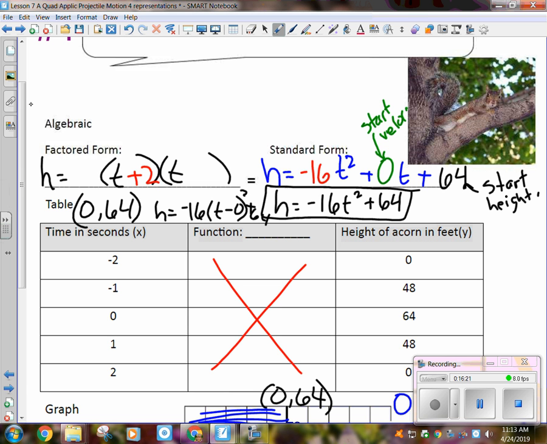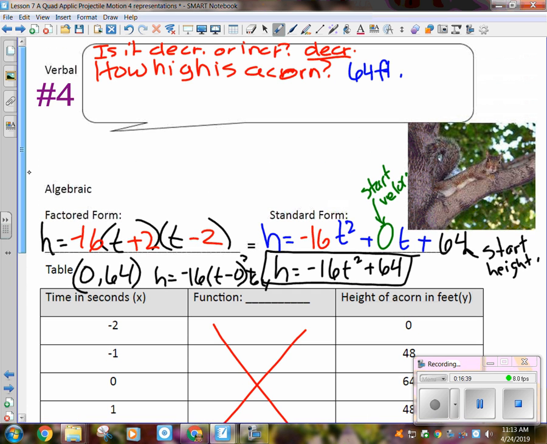It also crosses the x-axis where else? Does it cross at +2? But it goes in my equation as -2. What is Miss Jessup forgetting in the very front? -16. Okay. So do we have factored form, standard form, and vertex? All right. And we've asked the question, how high is the acorn? What else can we ask?